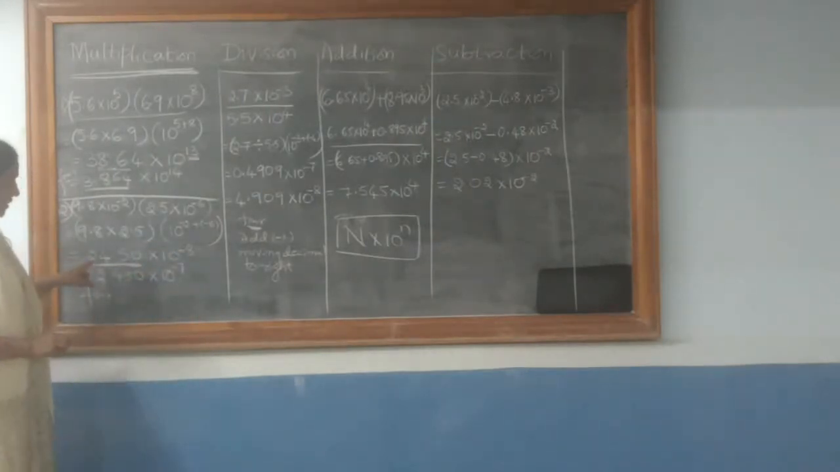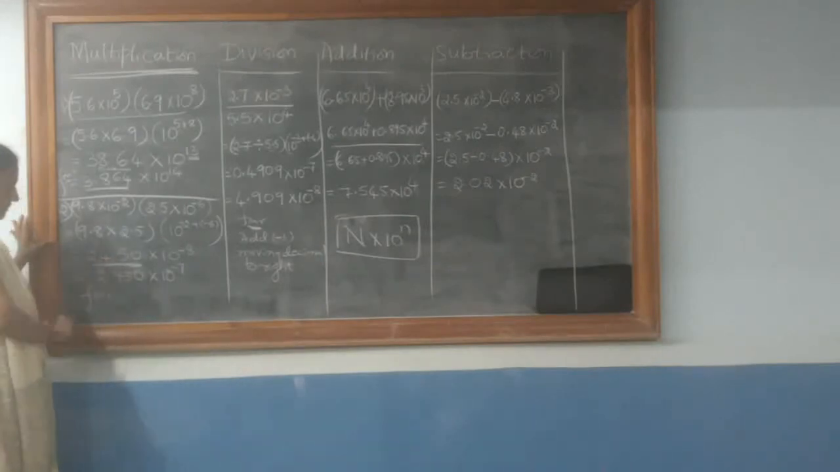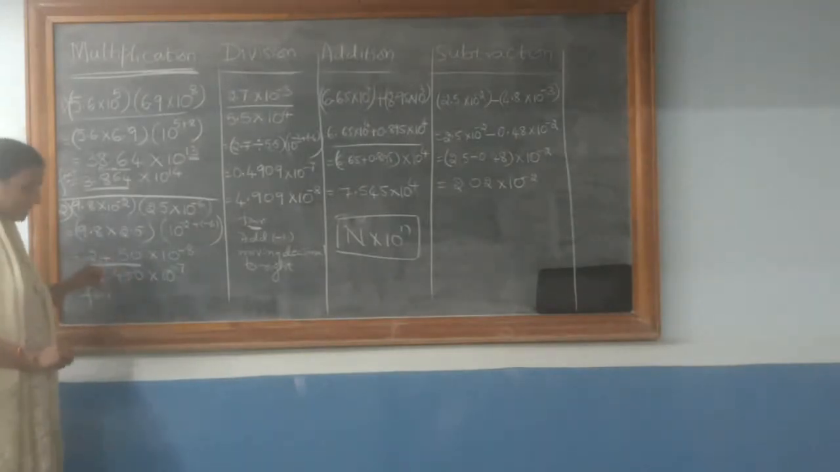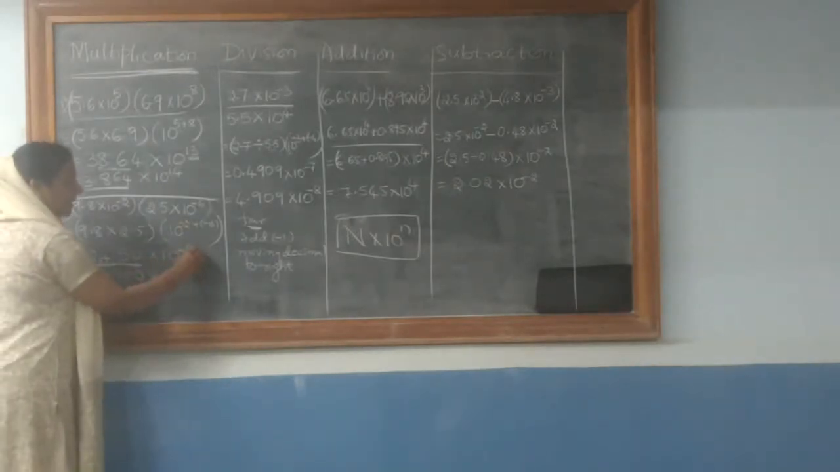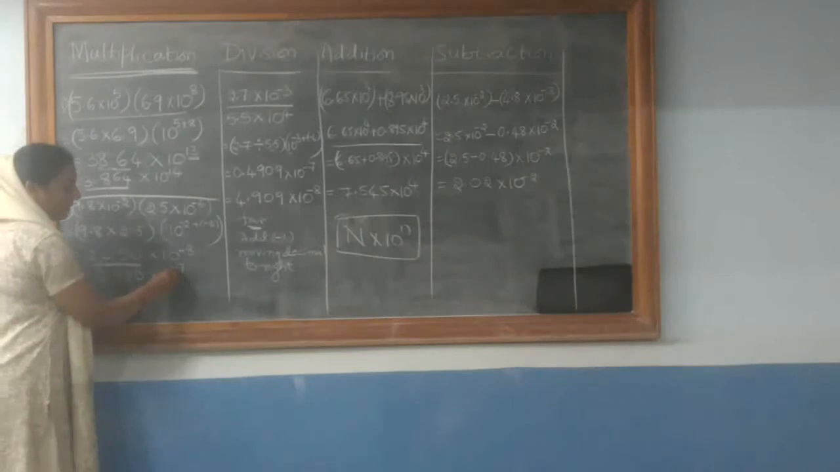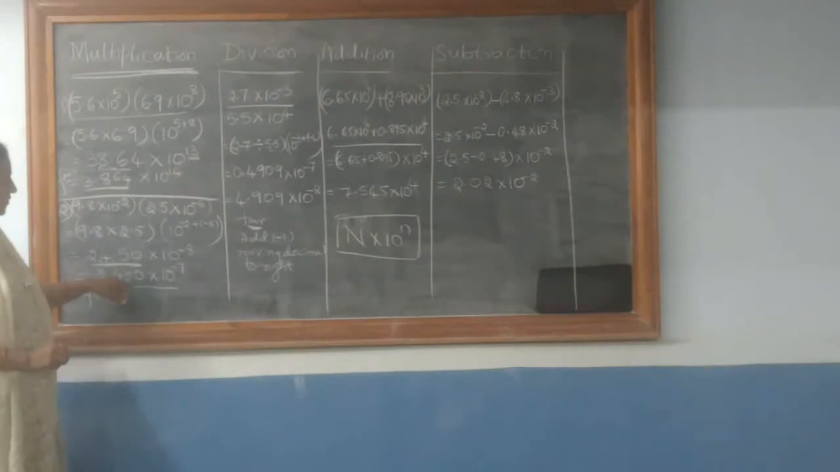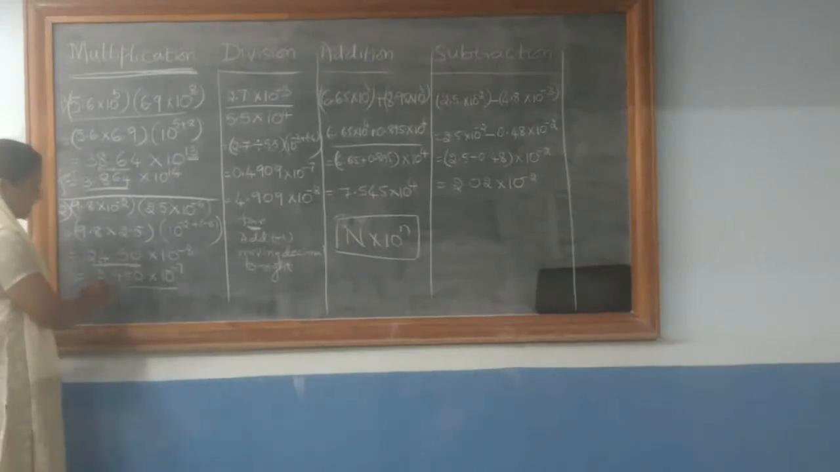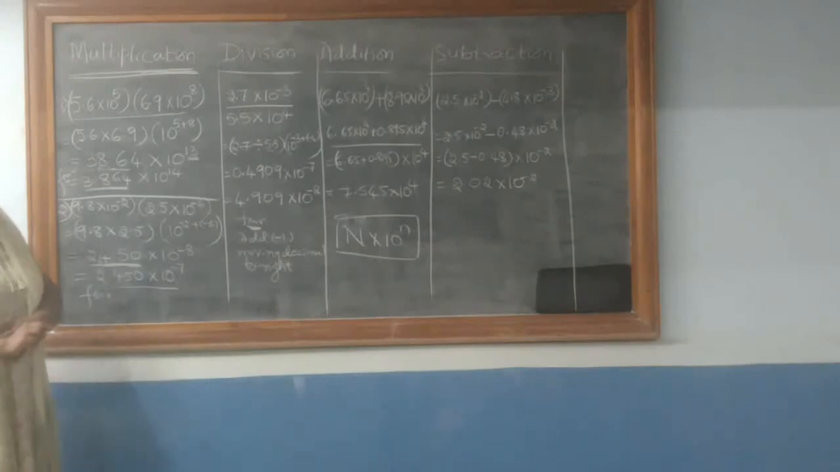Again, the final answer is not in the form of capital N into 10 raised to n. For that, you should shift the decimal by one place. It becomes 2.450. When you have shifted the decimal towards left, you need to add 1. So minus 8 plus 1, the value will be minus 7. Therefore, in the final answer, it is 2.450 into 10 to the power of minus 7. Now you can tell how many significant figures are there. 1, 2, 3, 4. So the final answer has 4 significant figures.